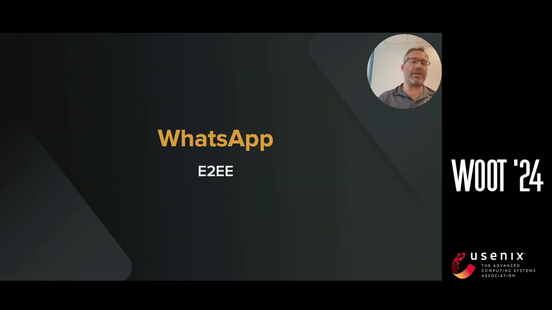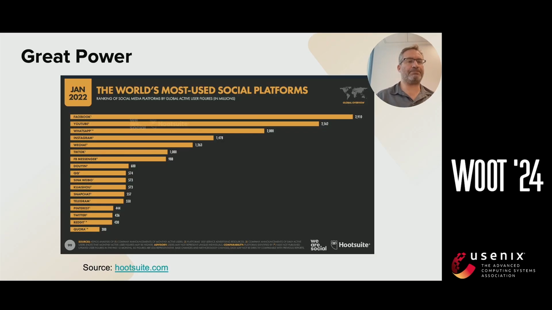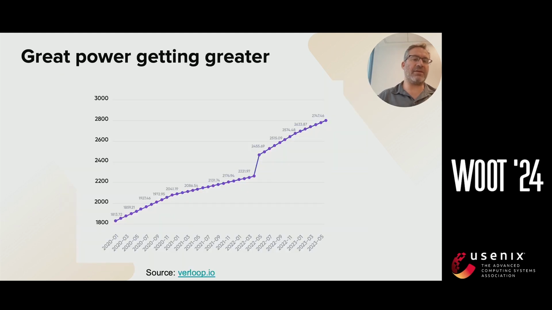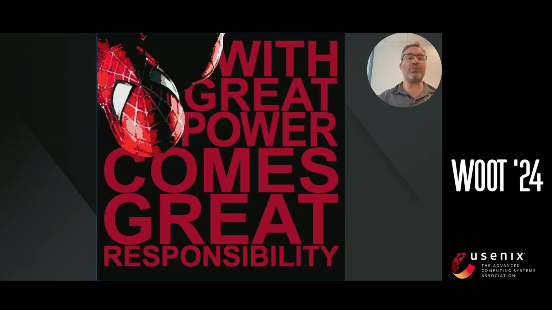So let's start at the beginning. WhatsApp end-to-end encryption. So WhatsApp has obviously great power. It's the third most popular social platform and the first instant messaging app. It has nearly 3 billion users and probably crossed that threshold since that graph was made. And with great power comes great responsibility.